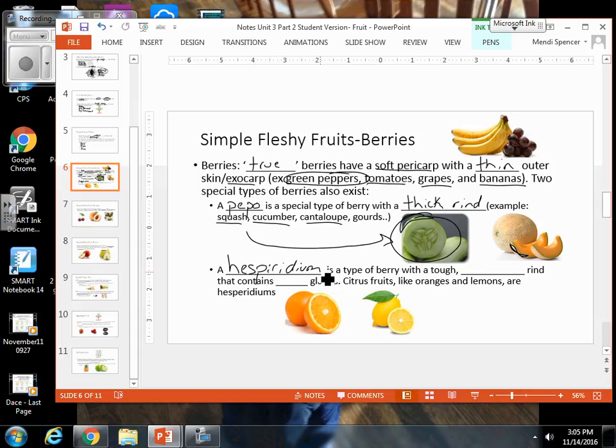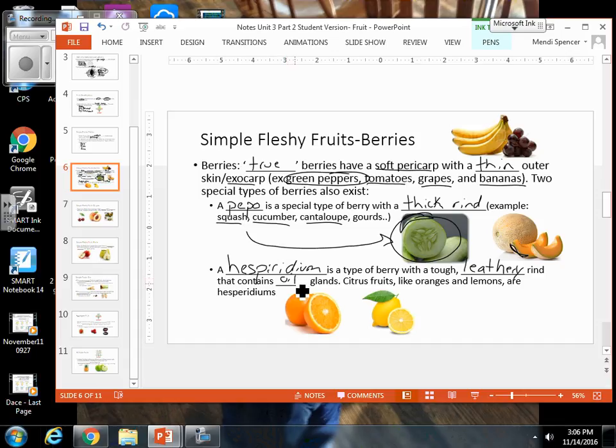And we've actually talked about hesperidiums before on the very first day of school. So on the first day of school, you took an orange peel and you squeezed it onto a balloon, and it made that balloon pop. So that outside peel of your orange, remember how it felt? It was very leathery. Okay, it's kind of thick, leathery feeling. And when you squeezed that orange peel onto your balloon, it made oil come out of the peel, and that is what popped your balloon.